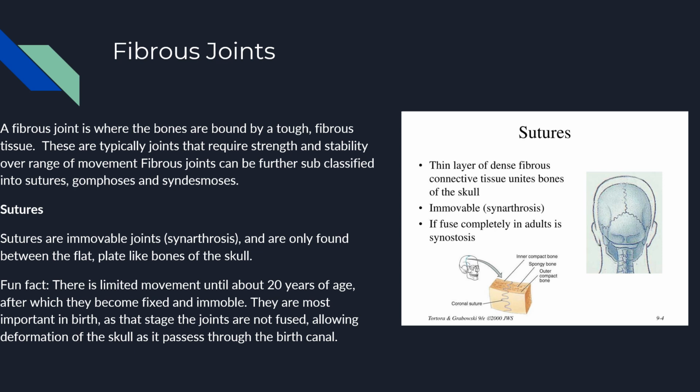Sutures. Sutures are immobile joints, synarthrosis, and are only found between the flat plate-like bones of the skull. Fun fact: there is limited movement until about 20 years of age, after which they become fixed and immobile. They are most important in birth, as at that stage the joints are not fused, allowing the deformation of the skull as it passes through the birth canal.